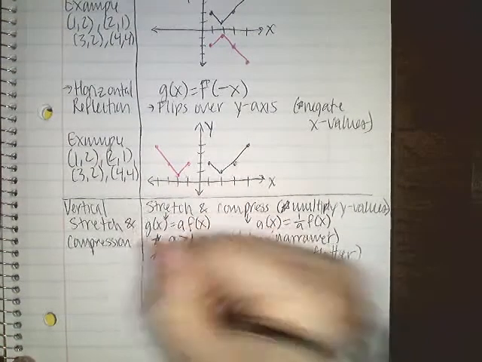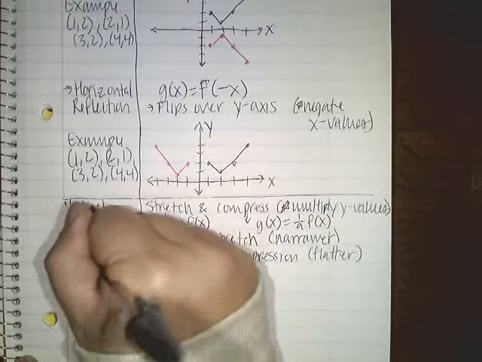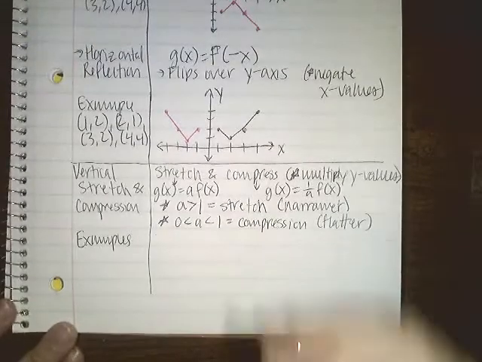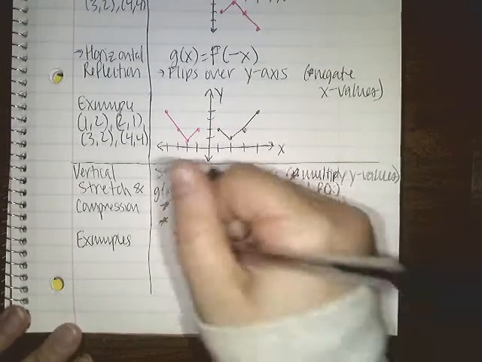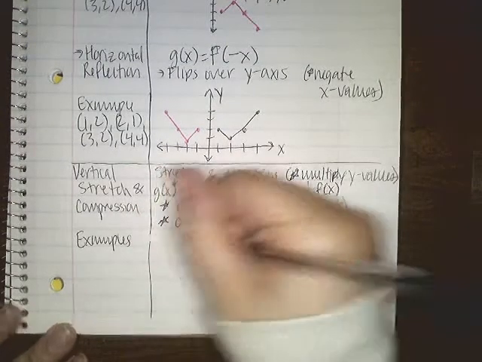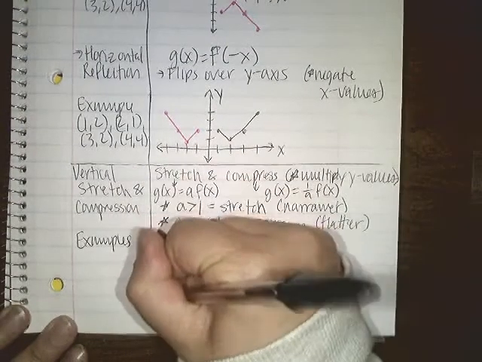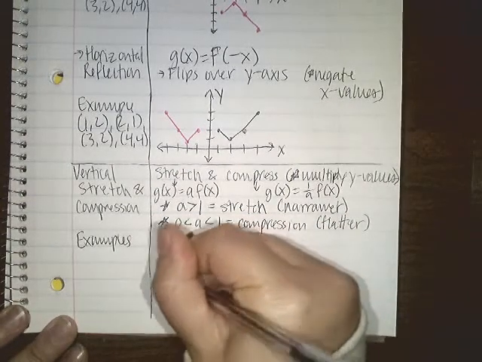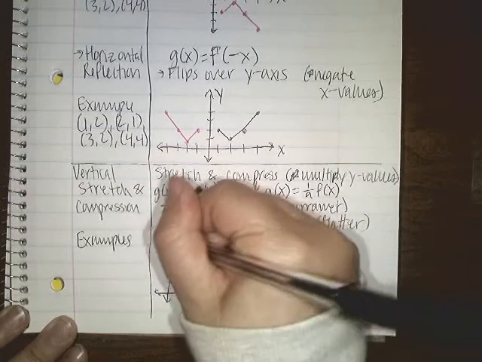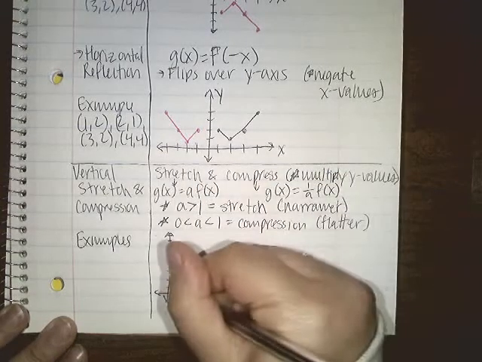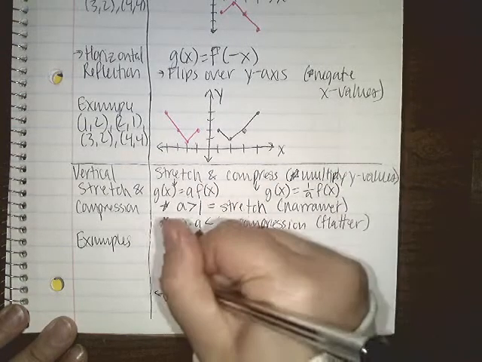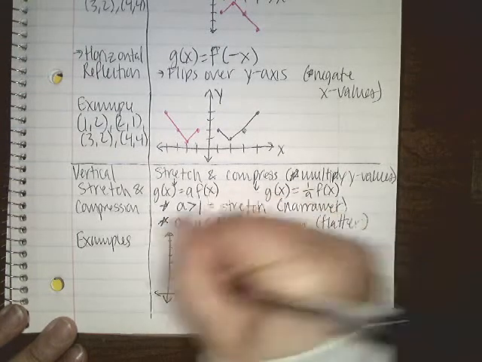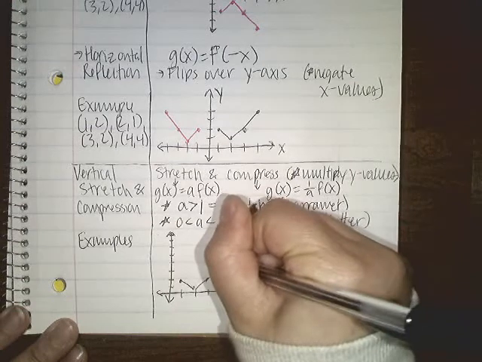And so let's show a couple examples of that. We're going to use our same key points. I won't rewrite them this time. But what we're going to do here for the stretch, try to leave us plenty of room. It goes up to 8, 1, 2, 3, 4. So I plot my original points. Here's my original graph.